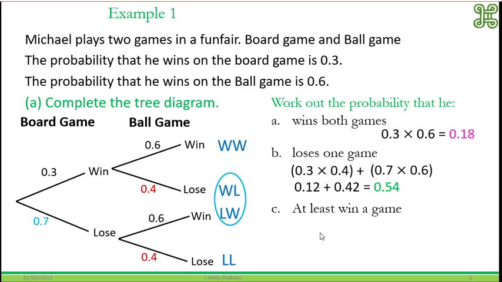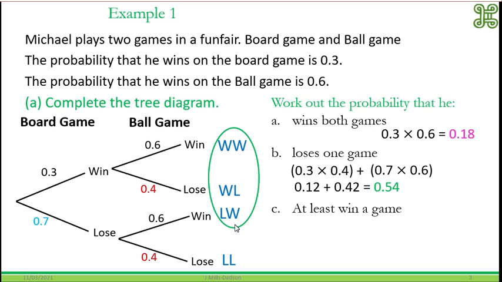At least win a game. When you say at least win a game, that means you win only 1 game or you win all the games. So it's here we win 1 game, we win 1 game, we win all the games. We're looking for these 3 options.